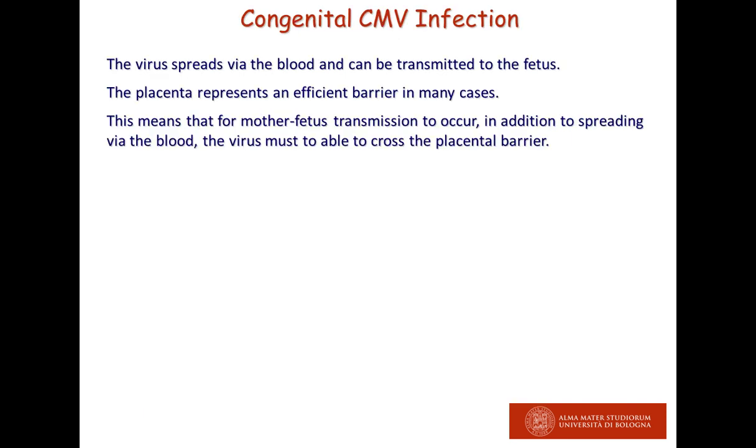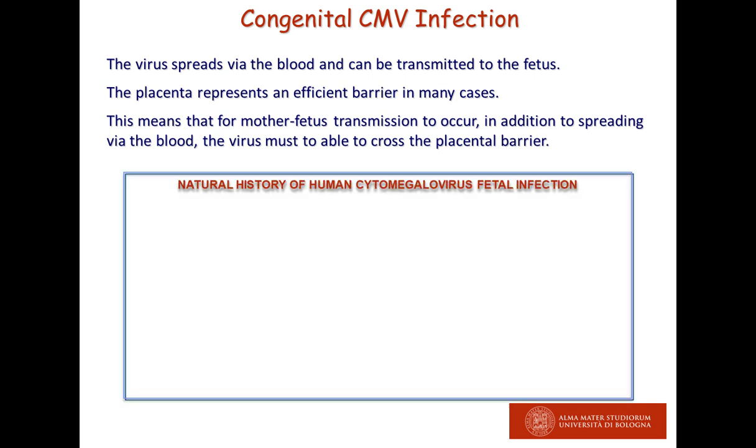So, for the pathogenesis, it's very important to know why the virus spreads via the blood and can be transmitted to the fetus, because in this case the placenta represents an efficient barrier in many cases. That means that for mother-fetus transmission to occur, in addition to spreading via the blood, the virus must be able to cross the placental barrier.